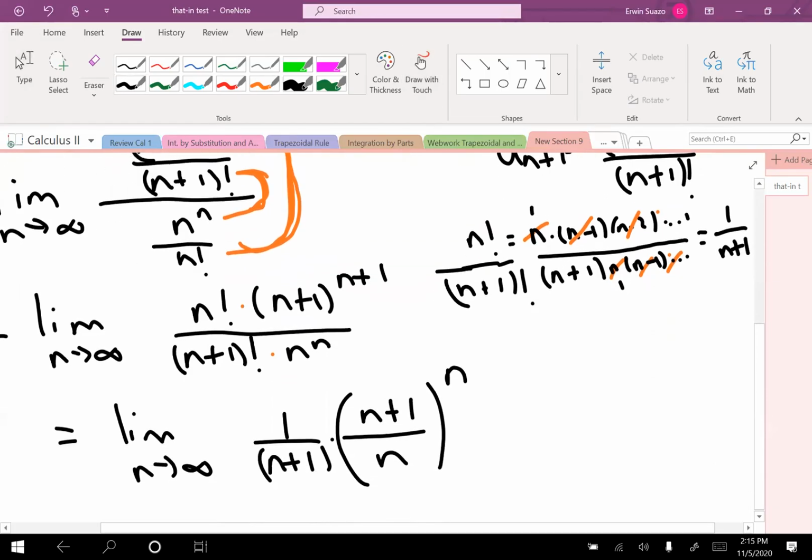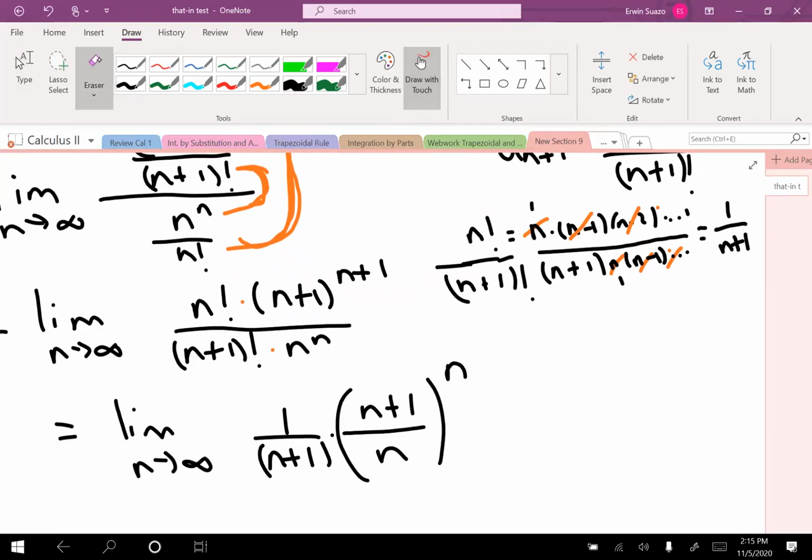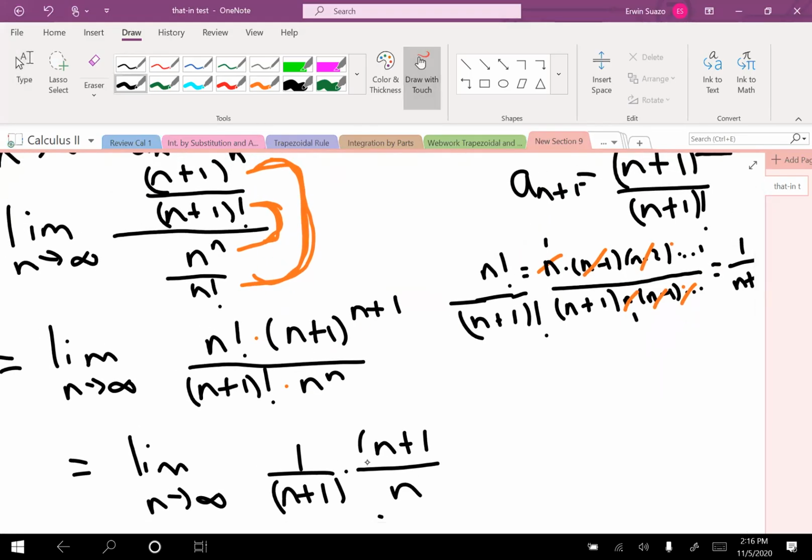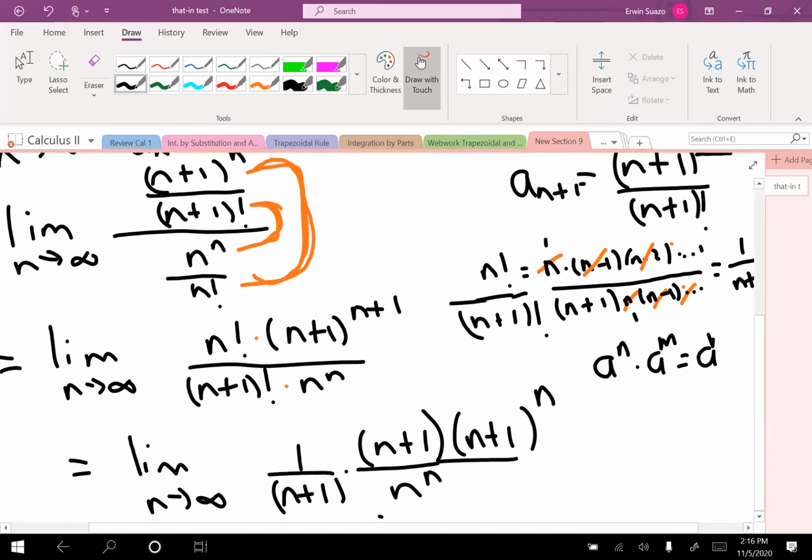Okay, so with that, I have to be careful here because I better not go that fast. So I have n to the n plus 1 times n plus 1. So I can do n plus 1 times n plus 1 to the n, and this is n to the n. Do you guys see it? Remember, this is fundamental: a to the n times a to the m is a to the n plus m. That's what I'm using here.